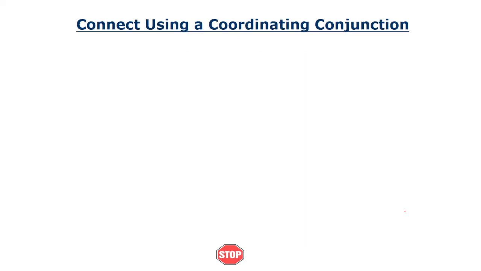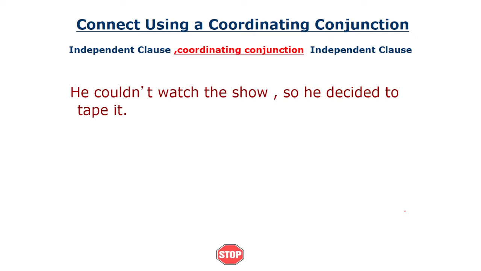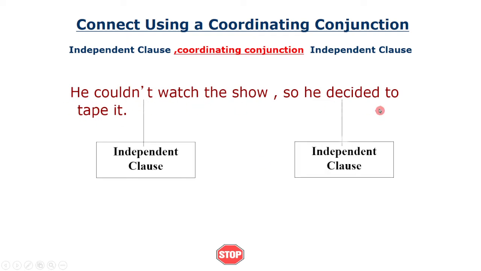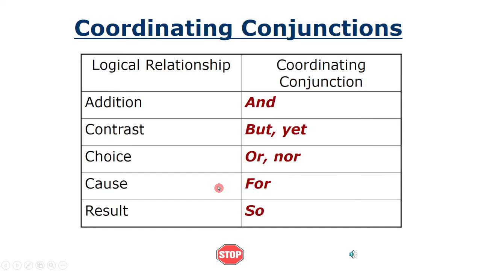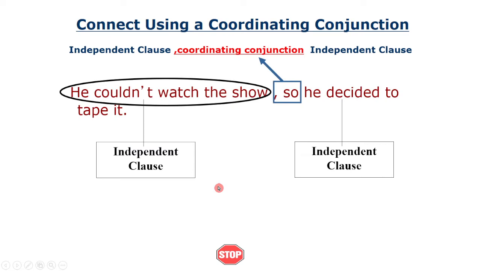Next, independent clause, comma, connect using a coordinating conjunction. So in the case of a coordinating conjunction, for example, he could not watch the show, so he decided to take it. In this case, one independent clause, comma, second independent clause, and you can also use a coordinating conjunction. So here, one independent clause, second independent clause, and conjunction.